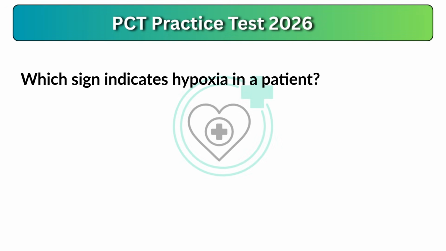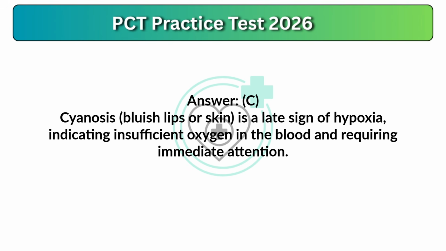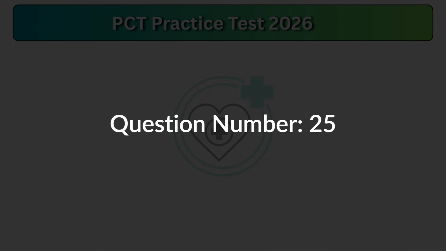Question number 24. Which sign indicates hypoxia in a patient? A. Pink lips. B. Slow breathing. C. Bluish discoloration of lips. D. Increased appetite. Answer: C. Cyanosis, bluish lips or skin, is a late sign of hypoxia, indicating insufficient oxygen in the blood and requiring immediate attention.